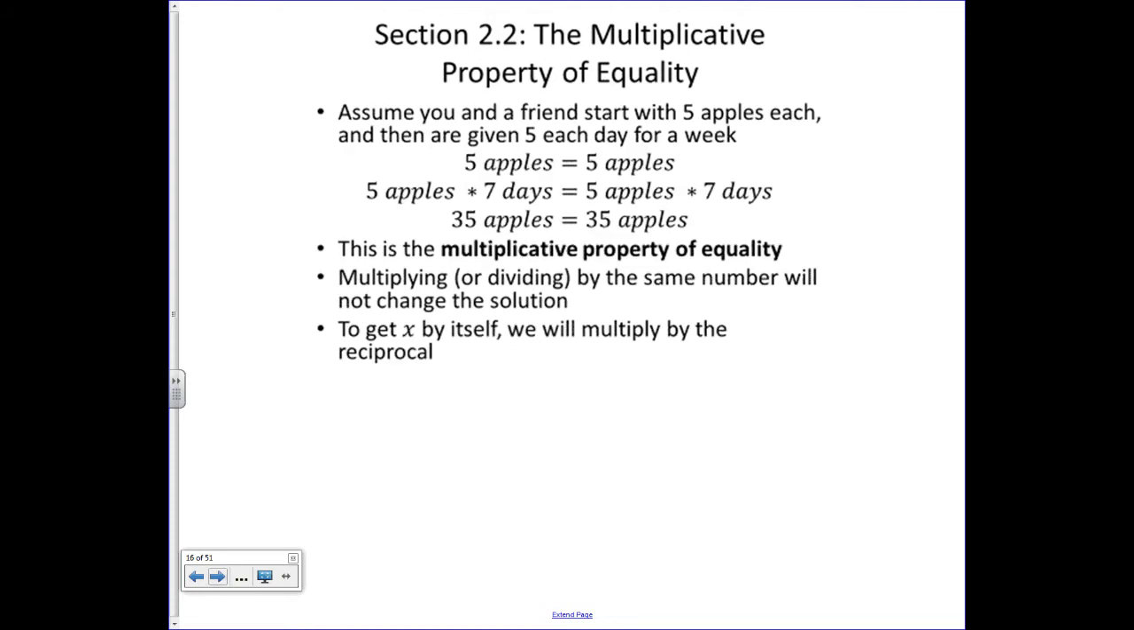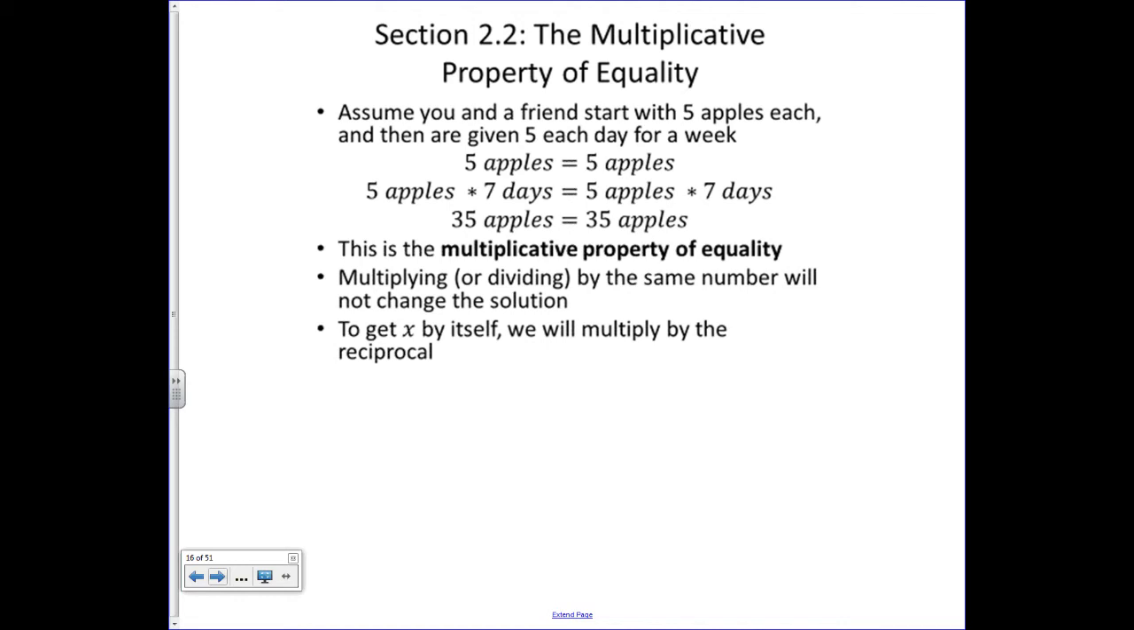So assume that you and a friend start off with 5 apples each, and then you're given 5 apples each day for a week. So you start off with 5 apples, and you get 5 apples for 7 days, so 5 times 7 means you have 35 apples. And that means that your friend also has 35 apples. This is the idea of the multiplicative property of equality. If we multiply or divide an equation by the same number, we don't change the solution.